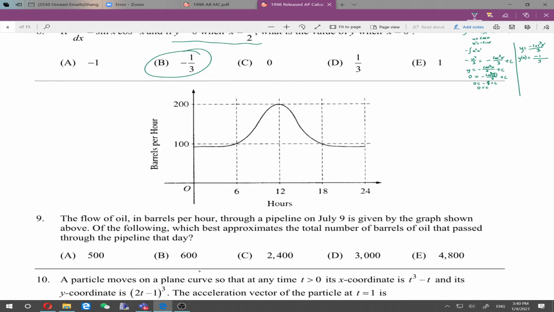Number 9, I've got this flow of oil in barrels per hour through a pipeline given by the graph above. I want to know what's the best approximation of the total number of barrels that pass through the pipeline that day. Okay, so this is barrels per hour in hours. So if I want a number of barrels, what do I need to do?